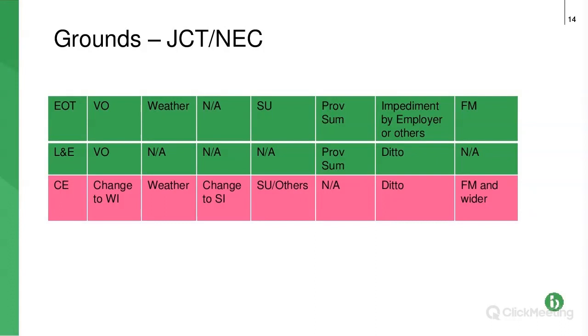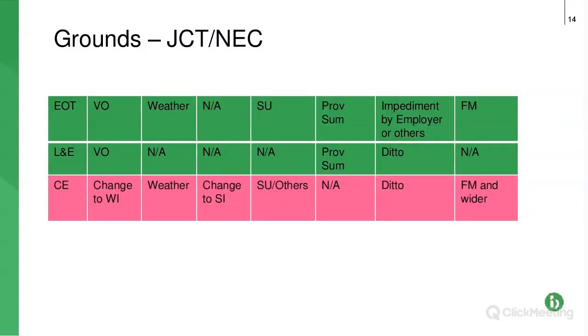But if you move along to the one that says weather in green, yes, you do get an extension of time for bad weather. It's got to be exceptionally severe weather. So that's not just any bad weather. It's really difficult to get extra time. But if it is exceptionally severe weather, so storm Anwen, you probably will get an extension of time. Do you get your loss and expense? So your money relating to the extra time on the site? No, because it says not applicable underneath it.